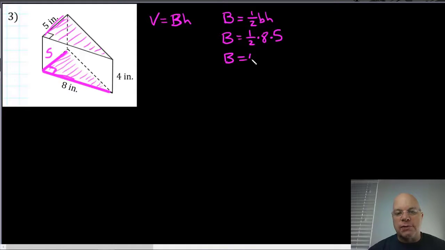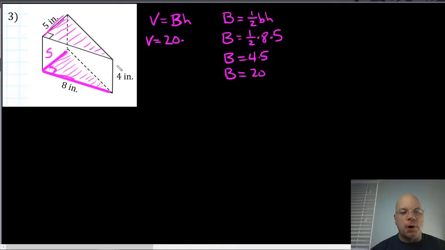Half of 8 is 4, and 4 5s is 20. So the area of the base is 20 inches squared, but that's not ultimately what we're trying to find. We need the area of the base to be able to substitute that into this formula. Now the volume of the triangular prism is the area of the base, which we determined is 20, multiplied by the height of the prism.